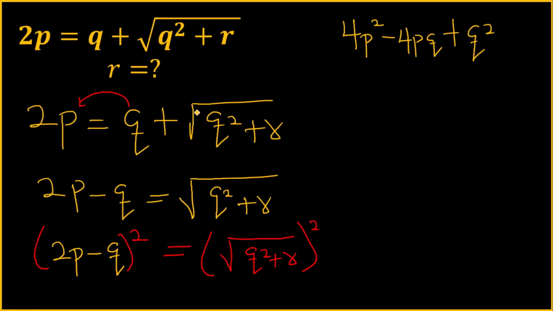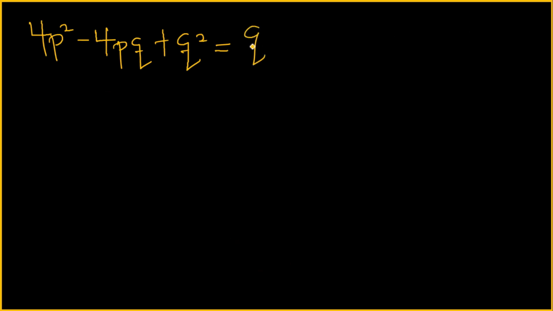So we have 4p squared minus 4pq plus q squared is equal to, now expanding this side gives us q squared plus r, because our square cancels the root, so remaining q squared plus r. So let's equate that one here: q squared plus r.